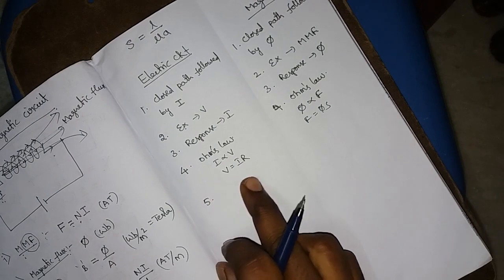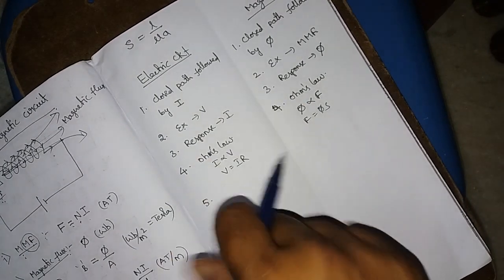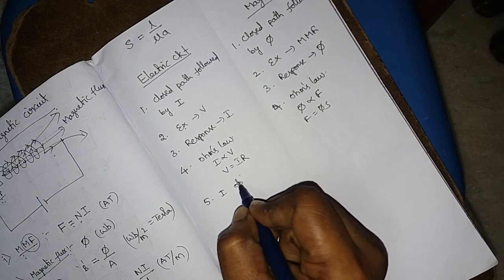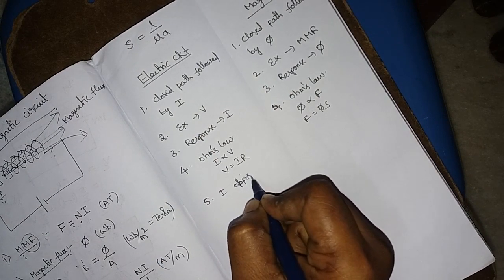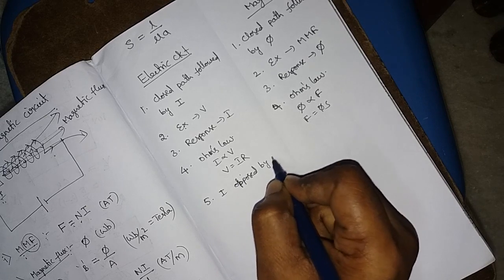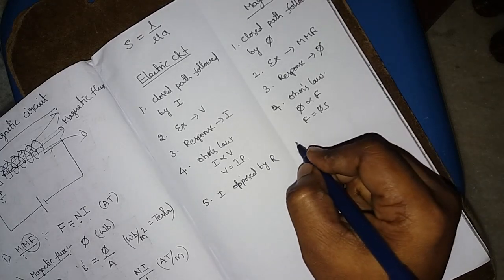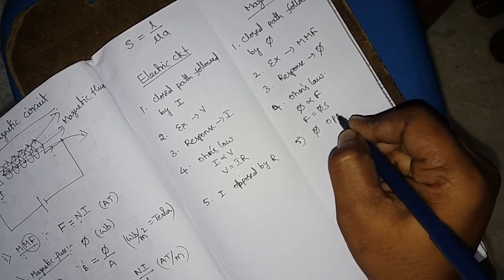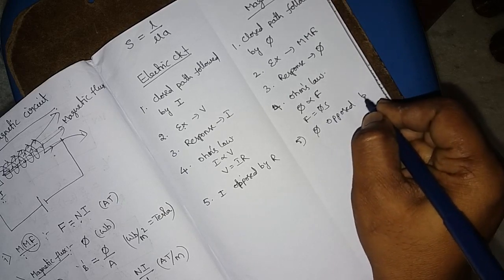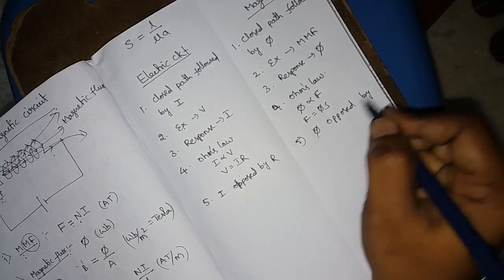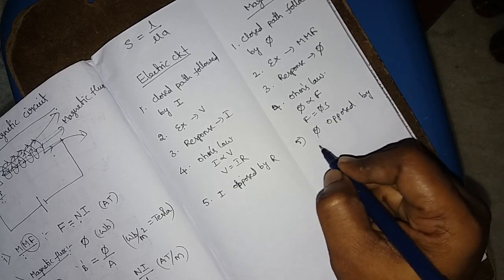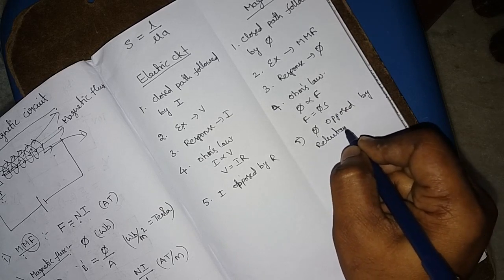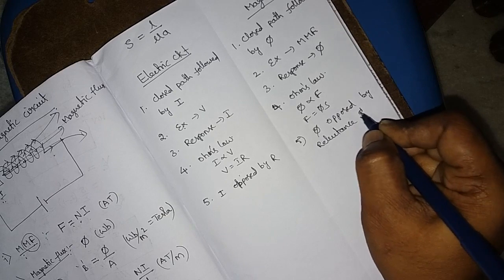Next, the fifth one. Here the resistance is the property which opposes the current. So the current is opposed by the resistor, and here the flux is opposed by reluctance.